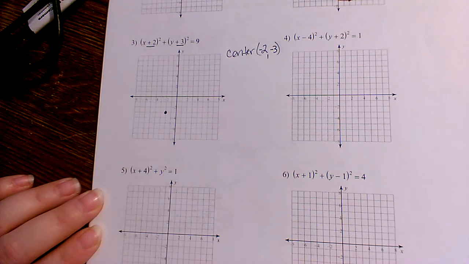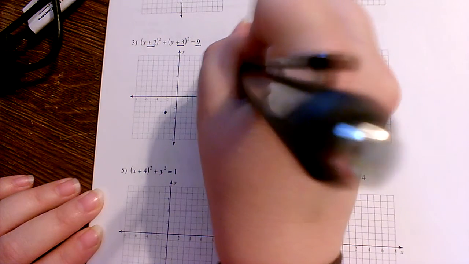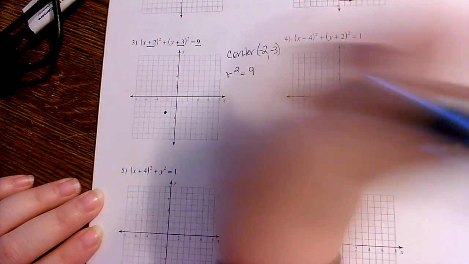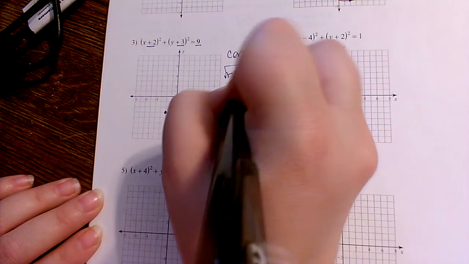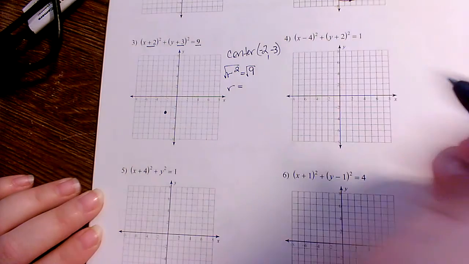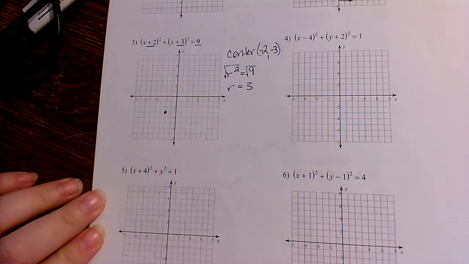So you can plot it on your graph right there. Then we know that this number at the end is equal to r squared. So if the radius squared is 9, then to get just the radius, we square root, because that's the opposite of squaring. So the square root of 9 is 3. So the radius of this circle is 3.